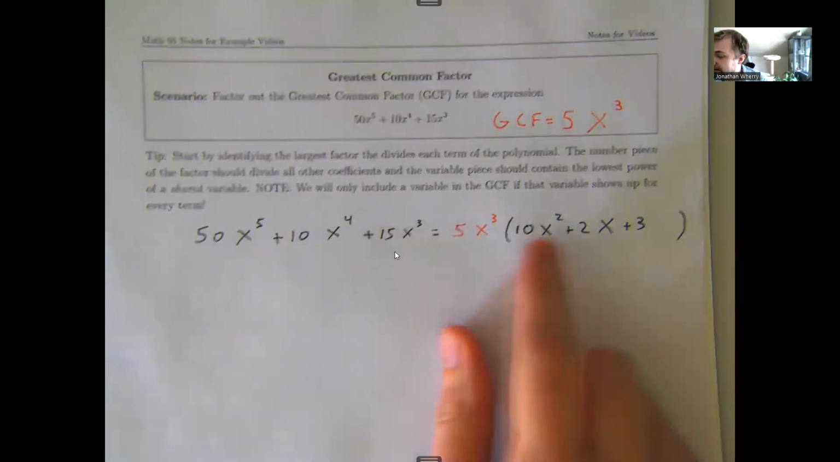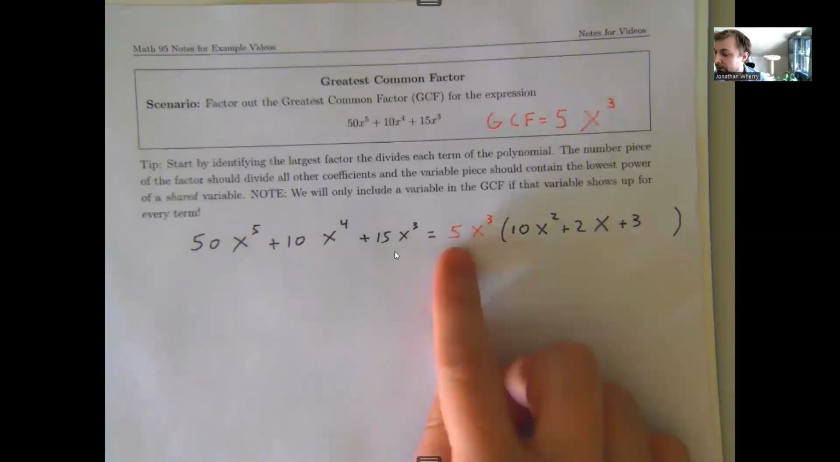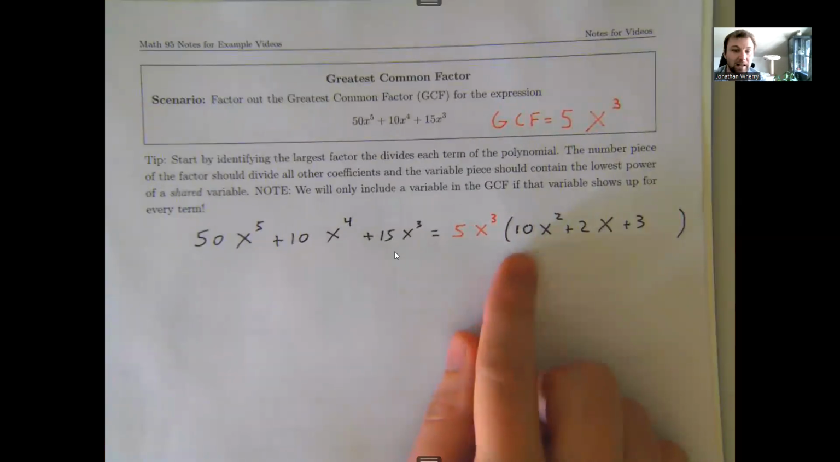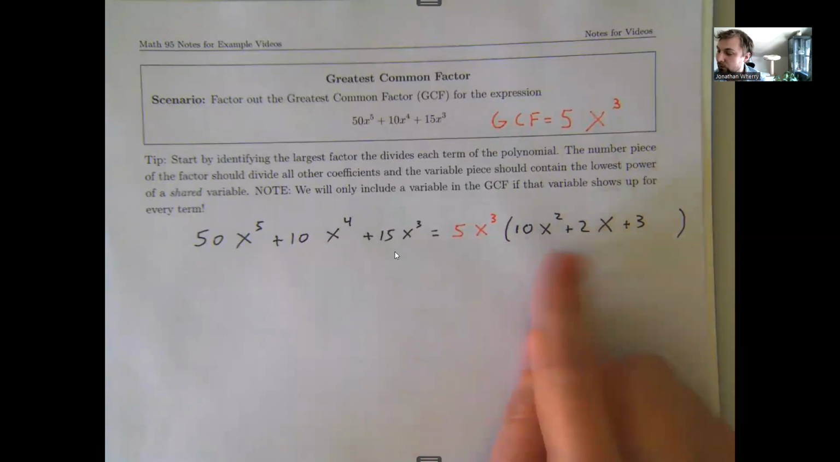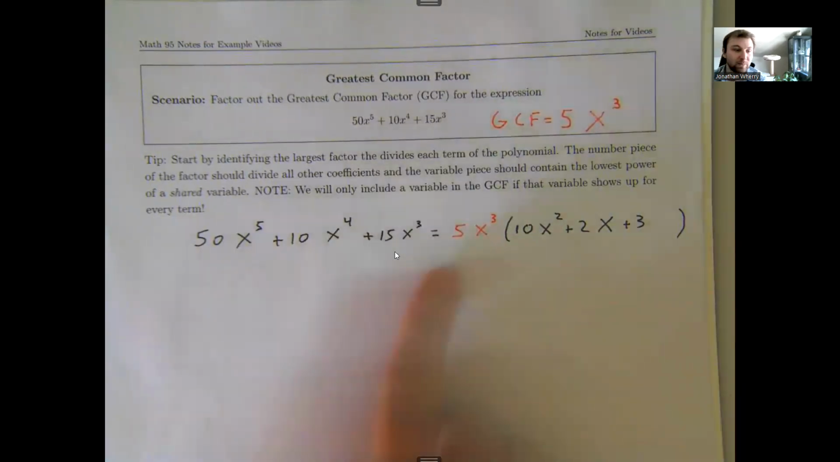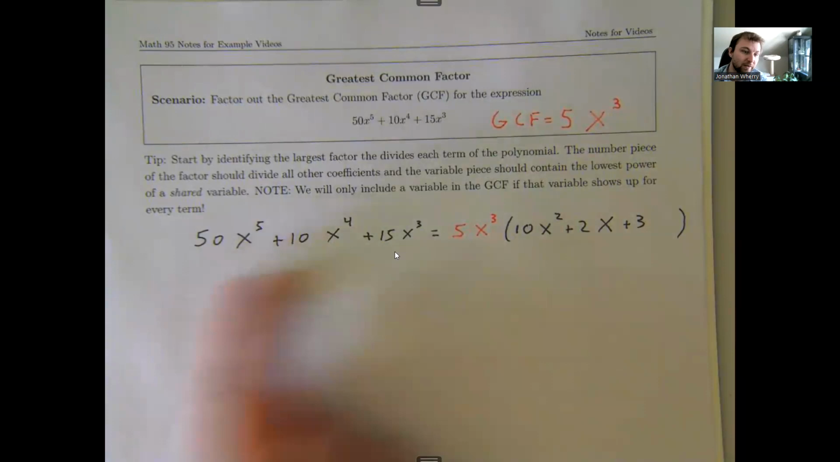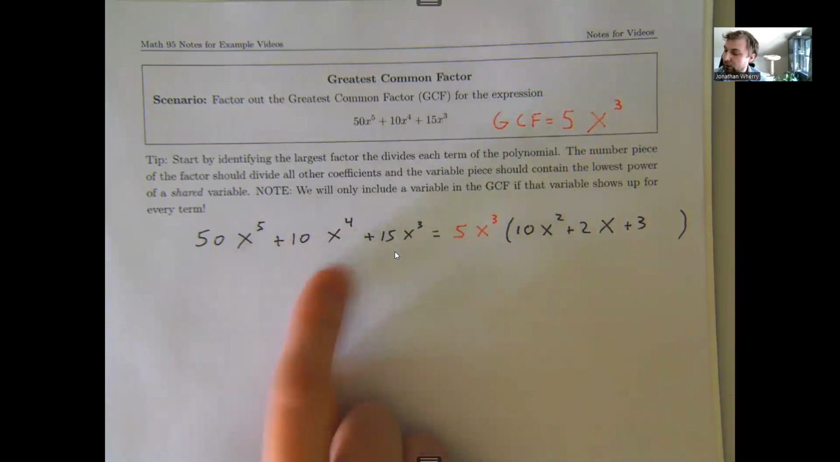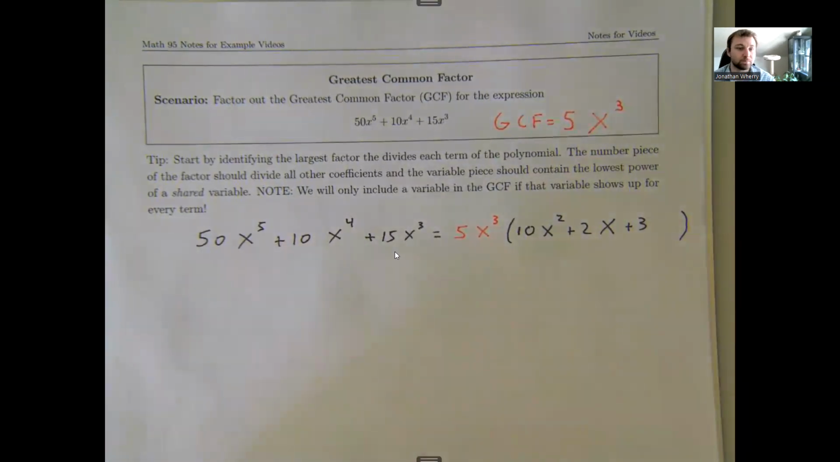So this is going to be our first step for factoring in general. We're going to see if there's any greatest common factor that we can pull out, because I'd rather work with something like 10x squared plus 2x plus 3 instead of something like this. Larger numbers, larger powers. This is a messier expression than this expression. So I hope that gives you an idea of what's going on there with greatest common factor.